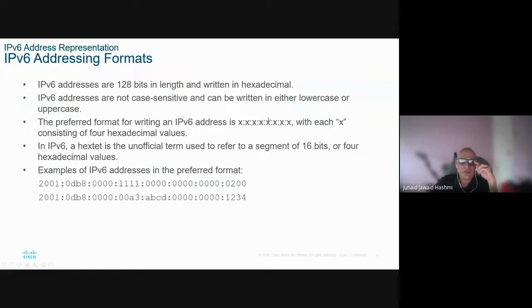If you remember, one field of IP version 4 is called an octet, and in IP version 6 it's called a hextet. There are four hexadecimal digits in each hextet, and this is how it's written. It's quite long, so you have to be very careful when you're typing IP version 6 addresses, because it's very easy to make mistakes.